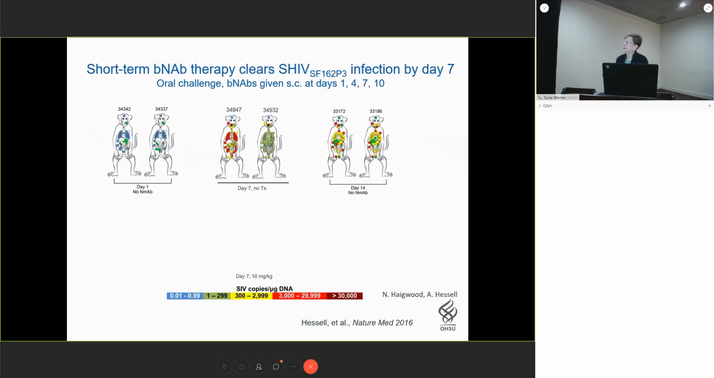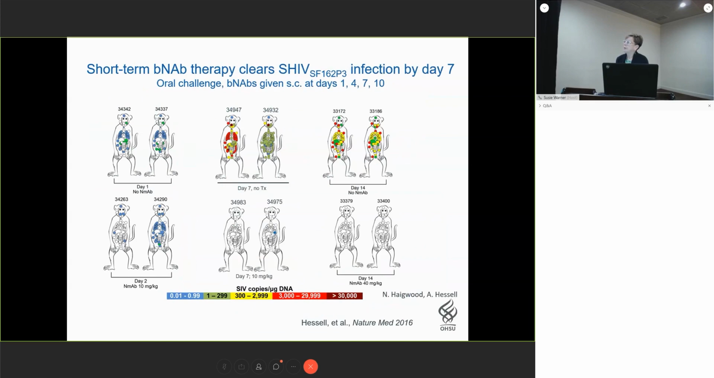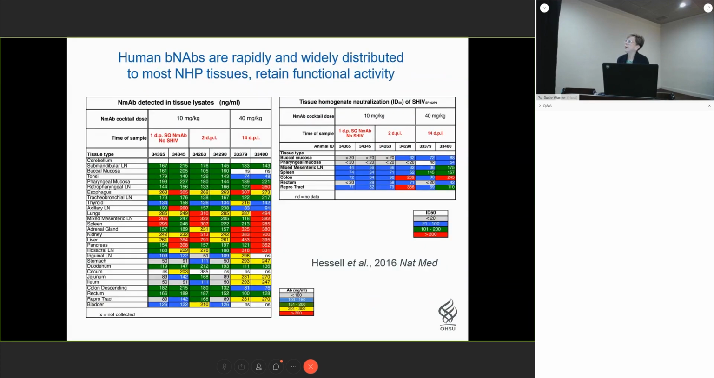And again, using that same cartoon that I showed you before, we see that the antibody treatment really quickly clears the virus that starts to show up in tissues, and then we can't find it anymore. We are able to show, this is just a quick heat map to look at where's the antibody. Remember, this is a multiple dosing of antibodies, so this is not a kinetic study.